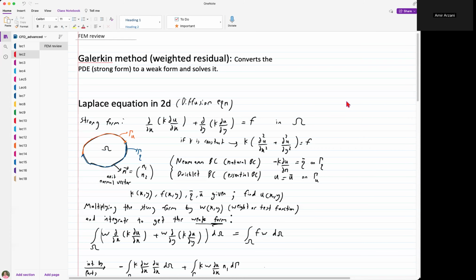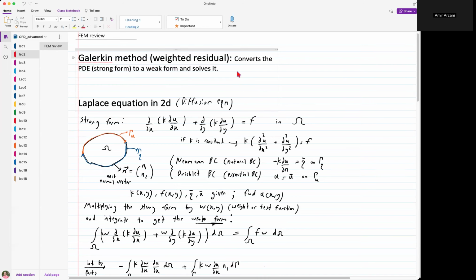Hi, in this lecture, we will start talking about the finite element method. So we're going to talk about the Galerkin method, also known as the weighted residual method, where the goal is to take a PDE that we are supposed to solve, which is what we call the strong form, and convert it into a weak form that's basically easier to work with and solve.